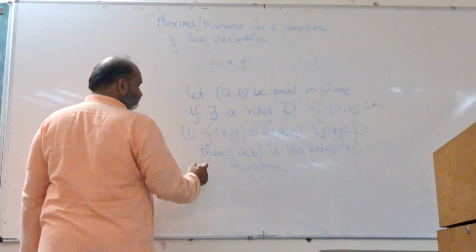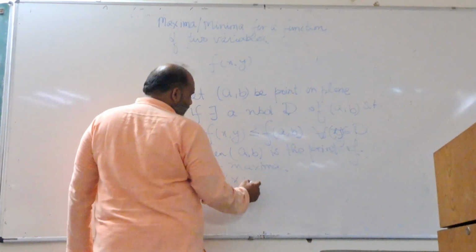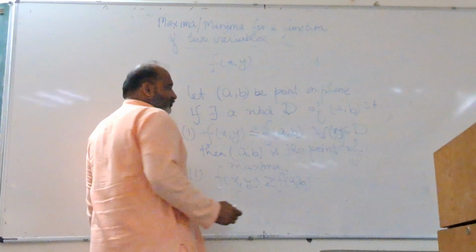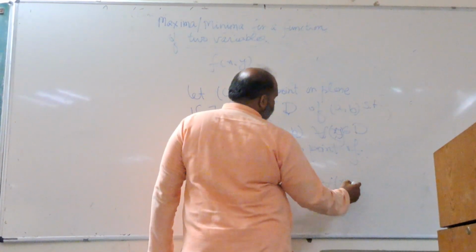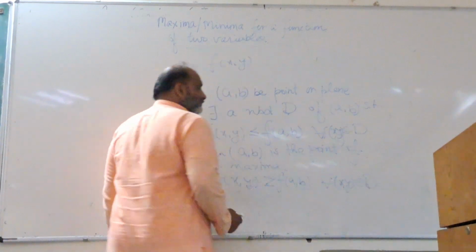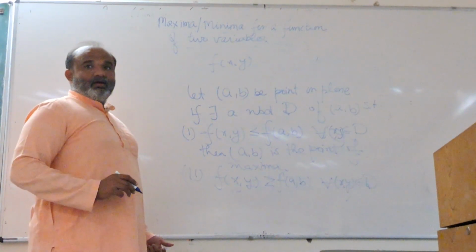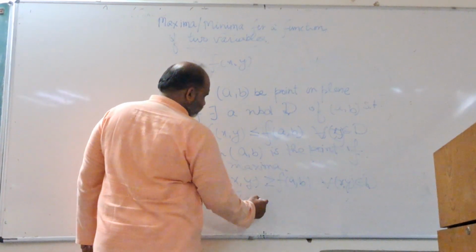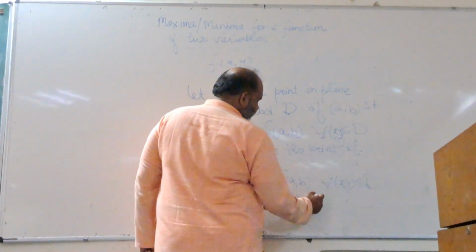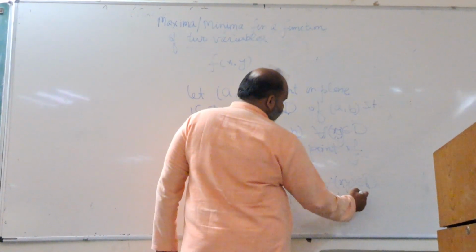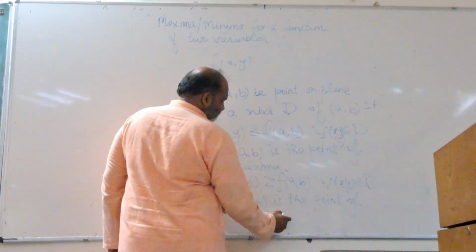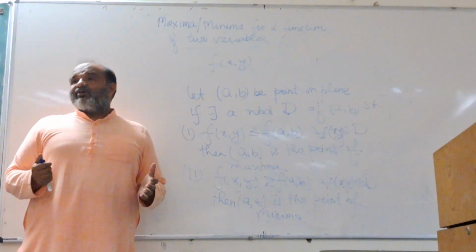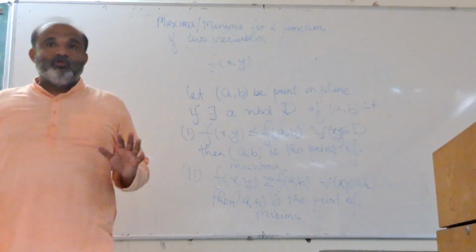And second, if f(x, y) is greater than or equal to f(a, b) for all values of (x, y) belonging to D, then this is a point of minima, right? Then (a, b) is the point of minimum. So this is the definition for the point of maximum or minimum for a function of two variables.